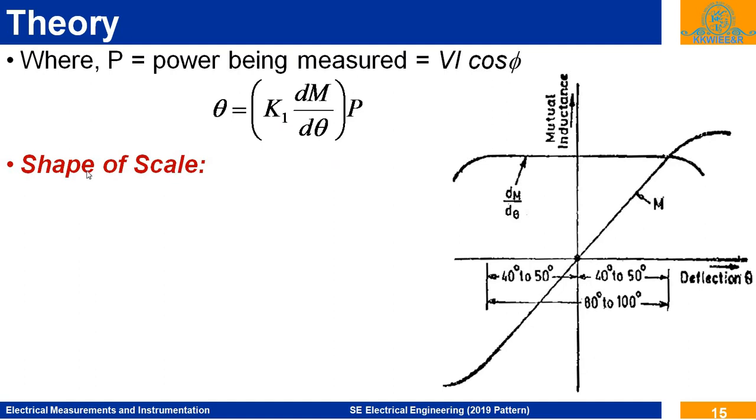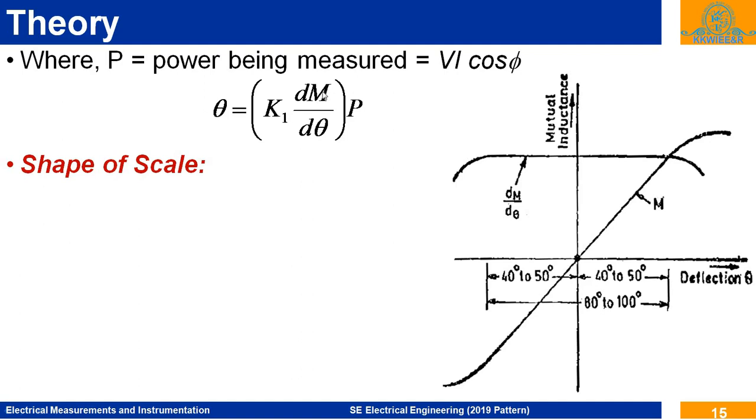So in this way, by using this electrodynamometer type wattmeter, we get the deflection in terms of power. And this scale is calibrated in such a way that we can directly read the power from the scale.